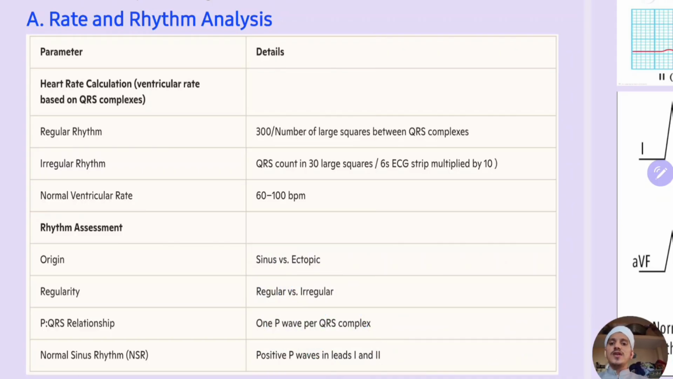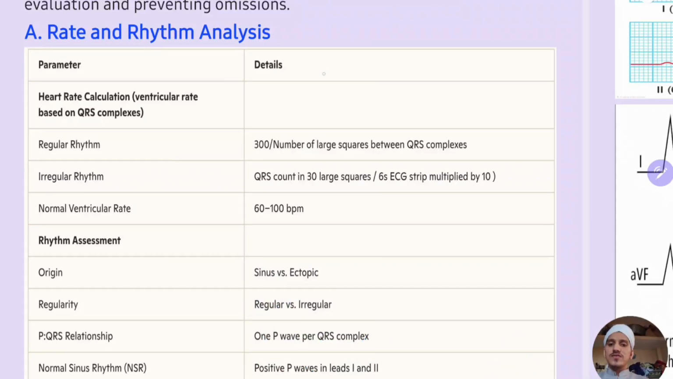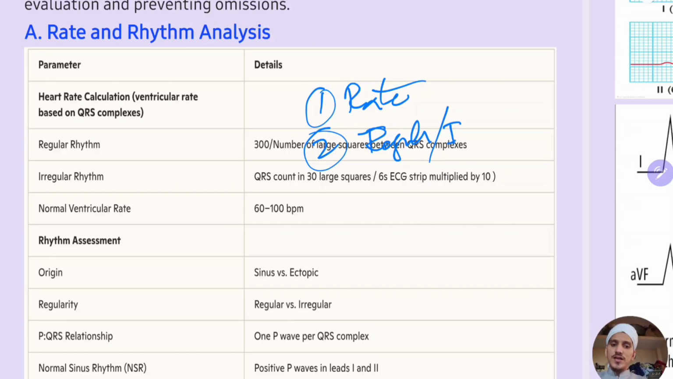So what have you learned here? Number one, you have learned about the rate in both regular and irregular rhythm, how to calculate it. Second, you have learned about the rhythm, whether the rhythm is regular or irregular. So this you should see. Then third, you should see whether the rhythm is sinus or non-sinus.